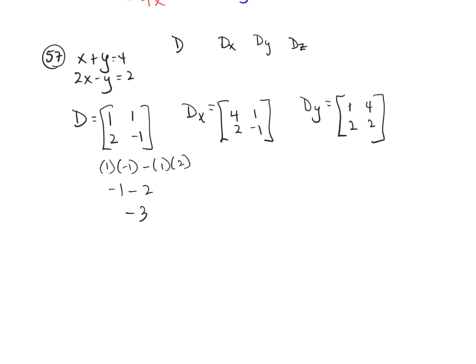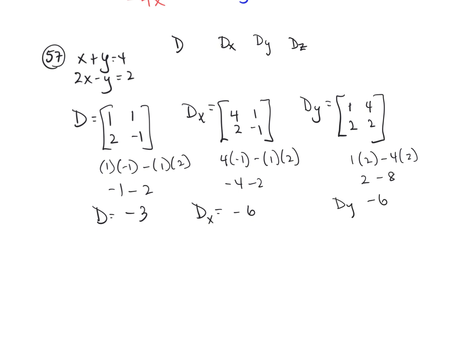All right, D sub x. So we'll have 4 times negative 1 minus 1 times 2. Negative 4 minus 2 is negative 6. And then last but not least, I should probably label these, being a good instructor and such. So we'll have 1 times 2 minus 4 times 2. 2 minus 8 is negative 6.